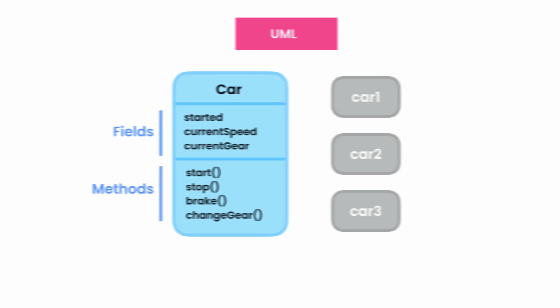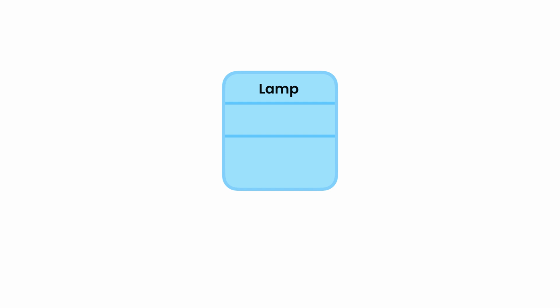Let's look at another example. Think of a lamp. What states and behaviors does a lamp have? A lamp can be in only two possible states, on or off. So we can have one field here called isOn, and the type of this field should be Boolean. It's either true or false. Now, our lamp class should also have two behaviors or two methods like turn on and turn off. When we call these methods, the state of the lamp changes.